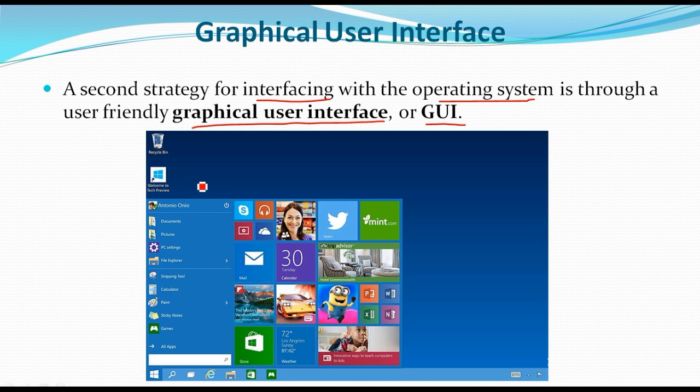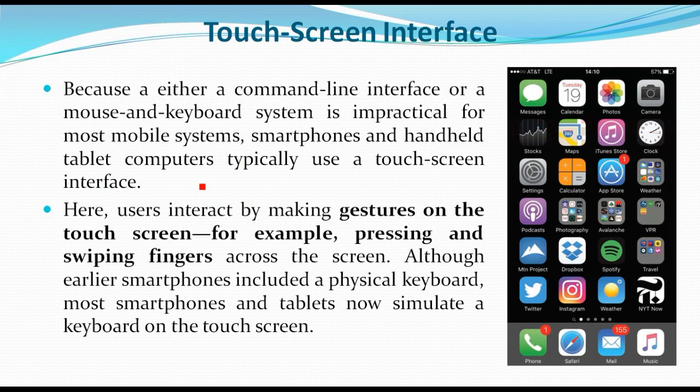So this is the second strategy for interfacing with the operating system. The third one is also a graphical user interface, but we are not using separate IO devices. Your screen works like an output device, an output screen, and it also takes the input. Because the command line interface or a mouse and keyboard system is impractical for most mobile systems.